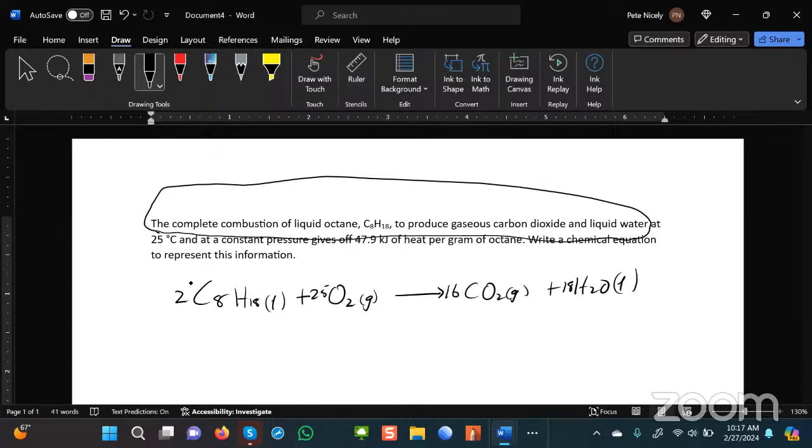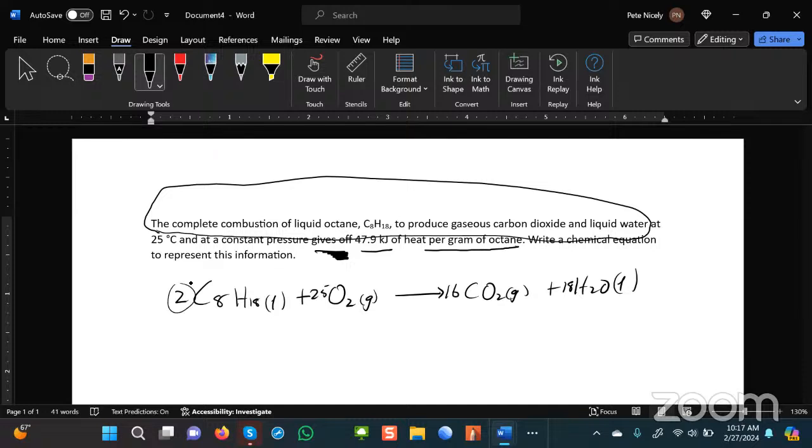Now, the next step is to find out the amount of heat change occurring. Now, again, here's where it's important for you to read the question carefully. The question says, at a constant pressure, gives off, right? Gives off 47.9 kilojoules of heat per gram of octane, right? Now, this equation is telling you what happens for 2 moles of octane, right?